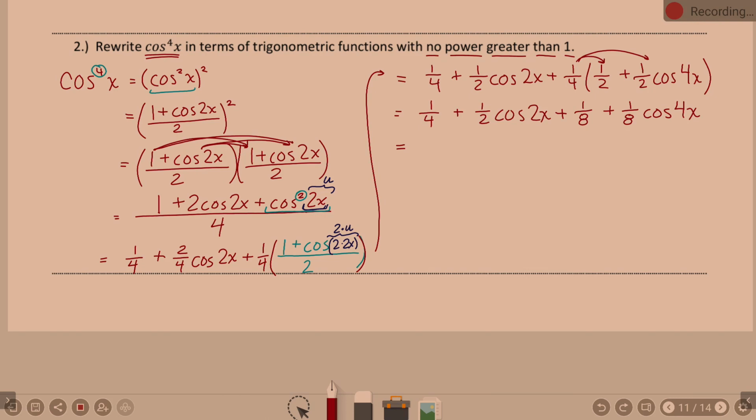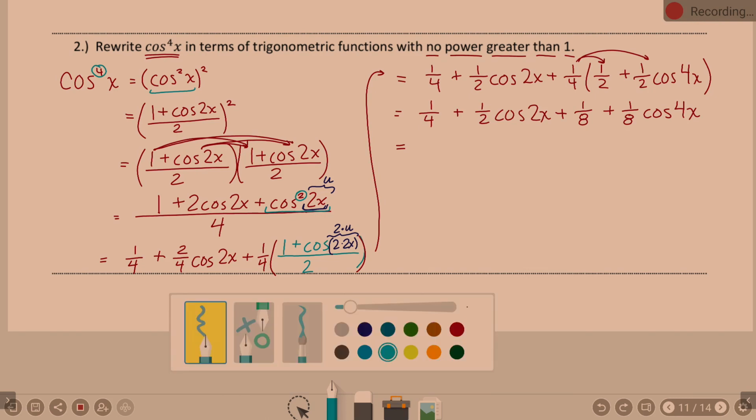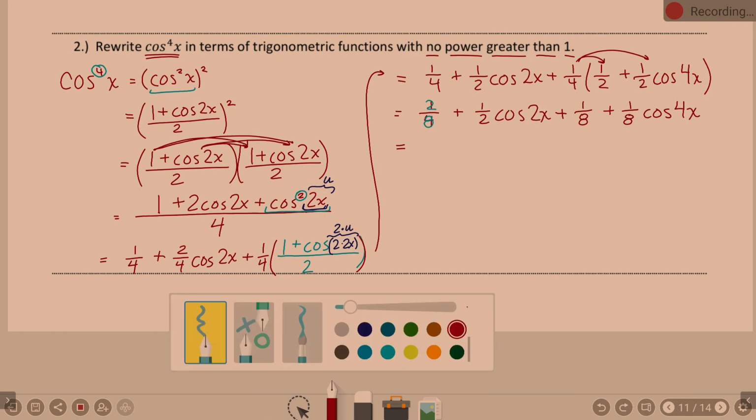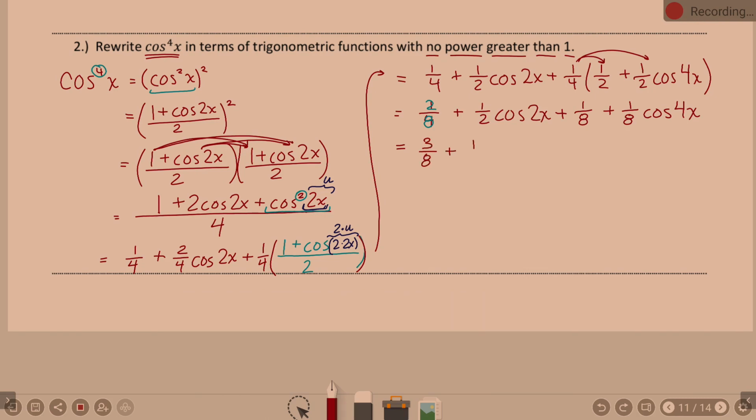I have a plain old fraction of 1/4, a plain old fraction of 1/8. 1/4 plus 1/8 is 3/8. Yes? Are you guys with her? Because what did she change 1/4 to, we're going to assume? 2/8. That is 2/8, right? Sorry, I just kind of wrote over myself there. But so 2/8 plus 1/8 is 3/8, plus 1/2 cosine 2x plus 1/8 cosine 4x.